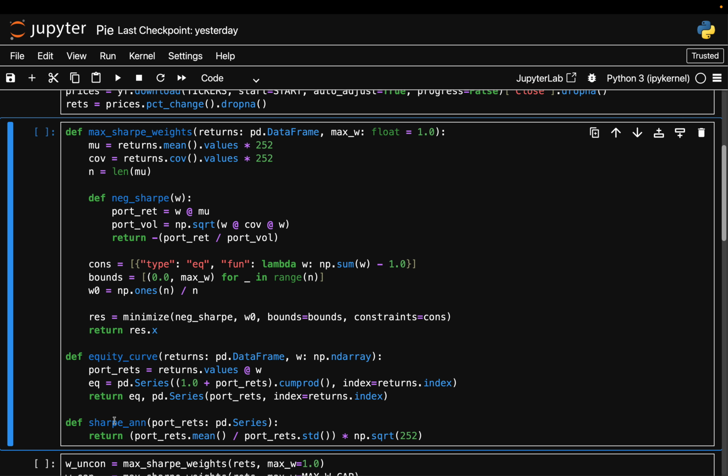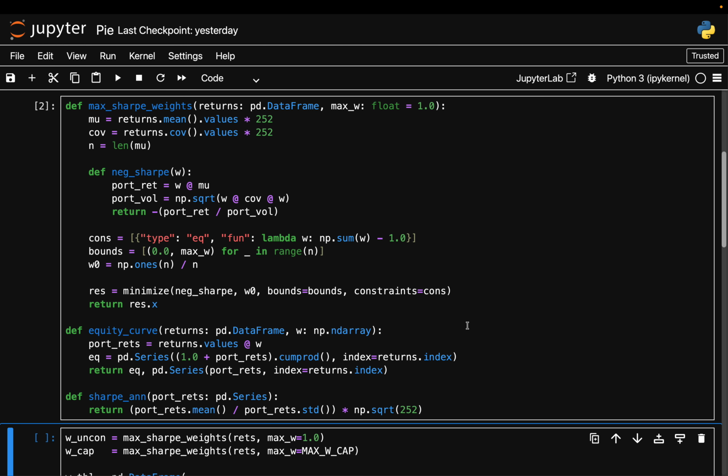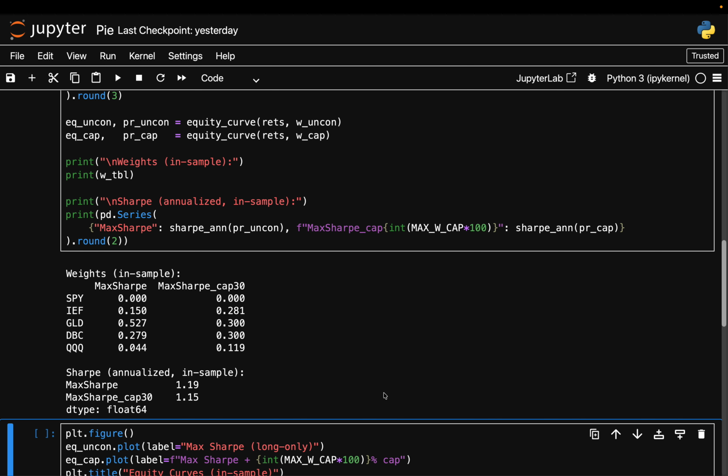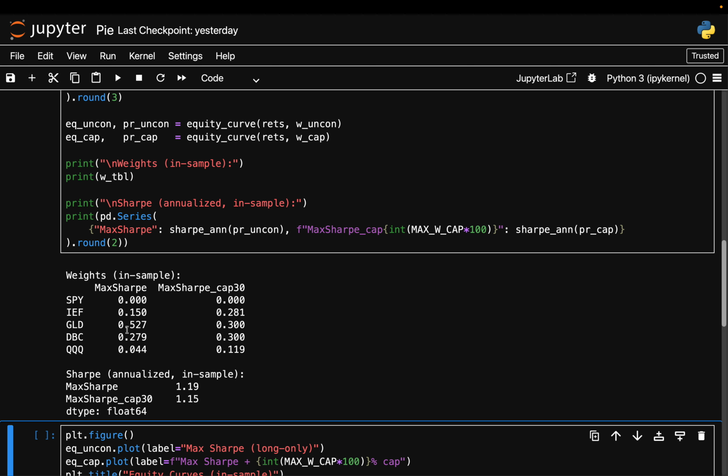Now let's run this cell. And next we compute two portfolios here. The first one is just the unconstrained max-Sharpe portfolio. And the second is the same optimization with a 30% weight cap. Let's look at what this actually means. So let's execute this one, providing some tables with weights for the max-Sharpe portfolio and the capped portfolio.